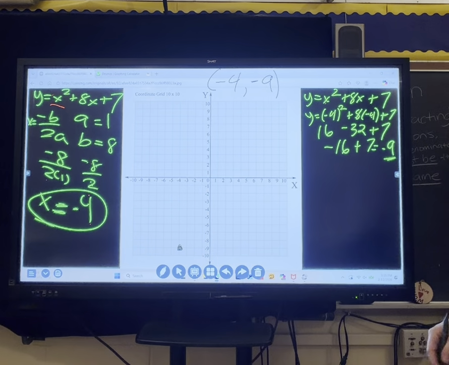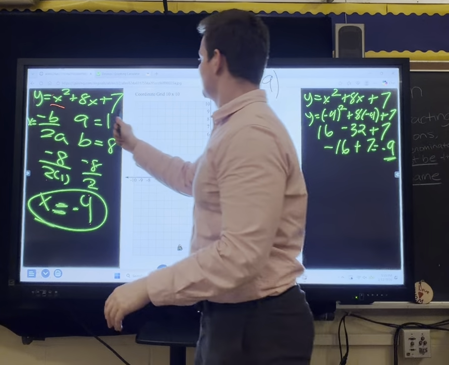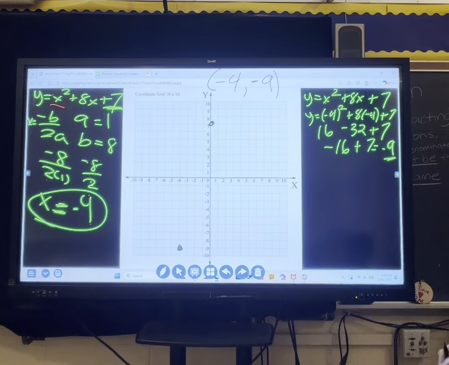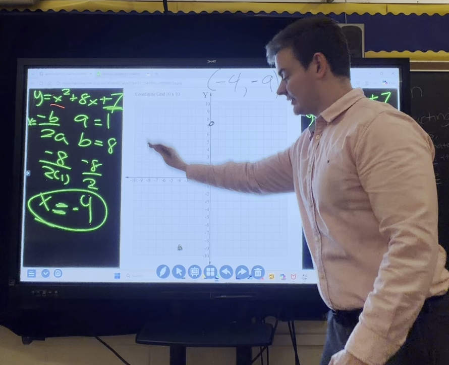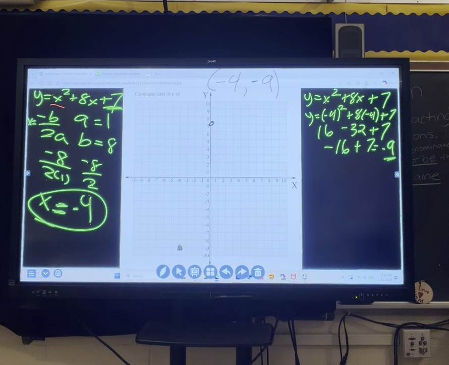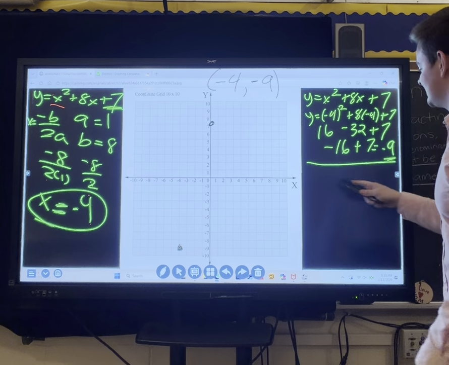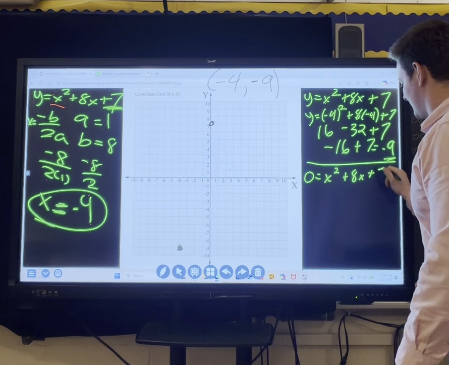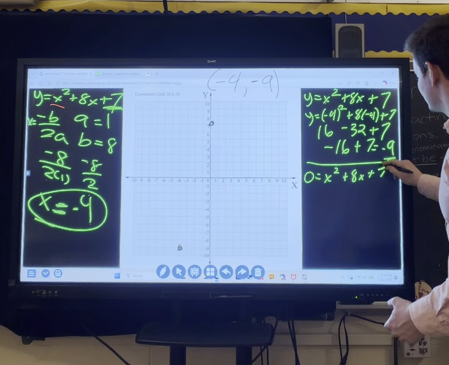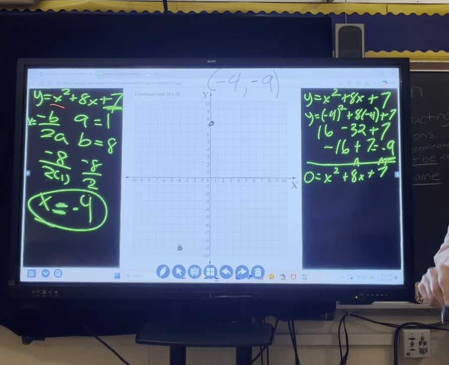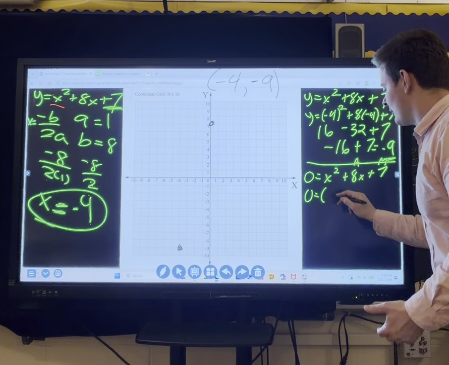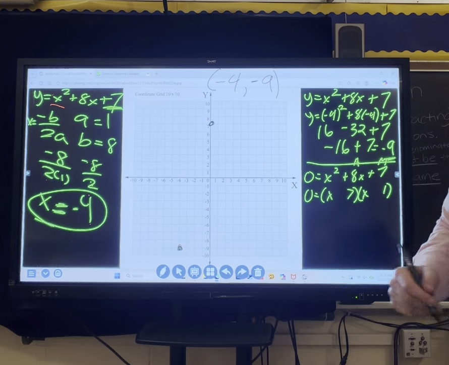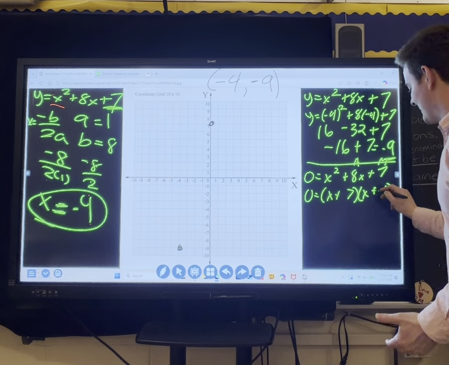All the way down there. I know my y-intercept is plus 7, all the way up here. So somewhere here is going to be my x-intercepts. To find my x-intercepts really quickly, I set this equal to 0: 0 equals x squared plus 8x plus 7. I need to factor this. What two numbers multiply to 7 and add to 8? The only two options to multiply to 7 are 7 and 1, and to get a positive 8 out of that, they both have to be positive.